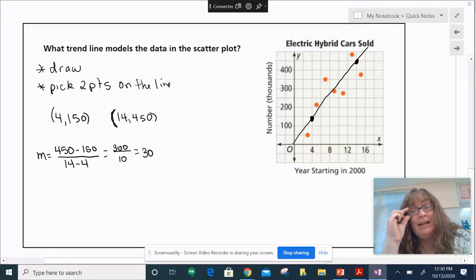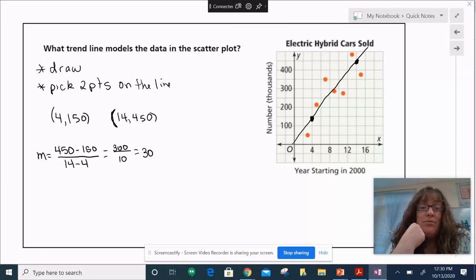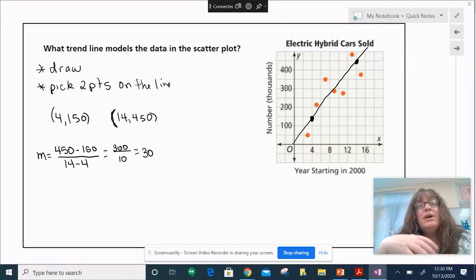Now, I'm going to be real honest. I did this problem just a few minutes ago on paper, and when I did that, I got a slope of 33 and a third. But you'll see, I have to accept both of those answers because they're similar, and it depends on the points that I choose in order what my slope is. So I'm not looking for an exact answer here. I'm looking for, did you draw a line of fit? Did you pick 2 points on that line? And then did you find the slope correctly using those 2 points?